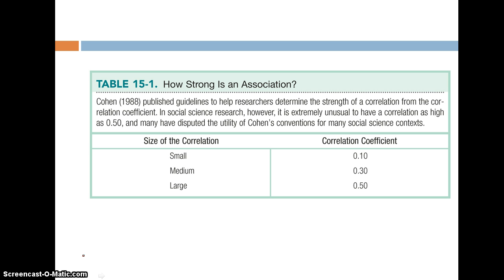We also have guidelines from Cohen about how strong a correlation is using the correlation coefficient. We usually don't find very high correlations in social science research. If you get a correlation of 0.50, that's really strong. Here we see that a small correlation would be a correlation coefficient of 0.1, a medium of 0.3, and a large of 0.5.